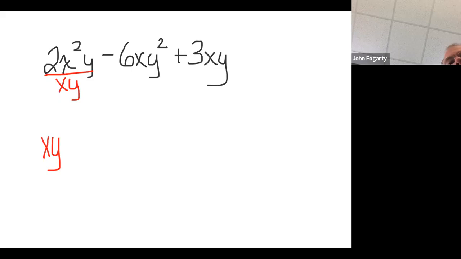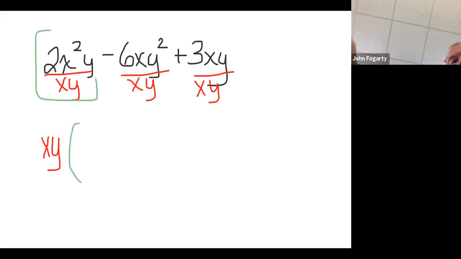So now we just divide the polynomial by xy, and we end up with our second term. So if I do this little problem right here, what do I end up with?